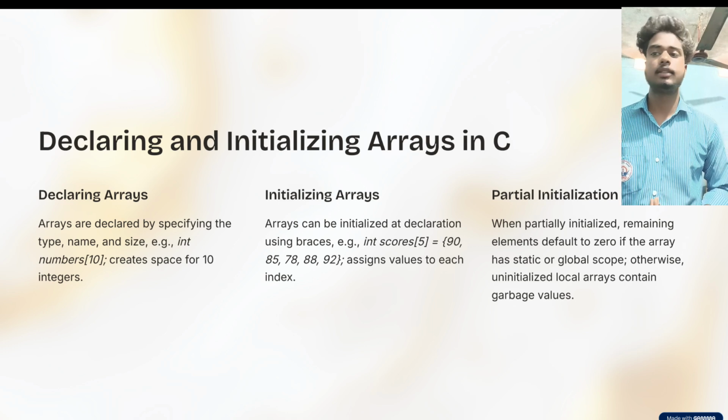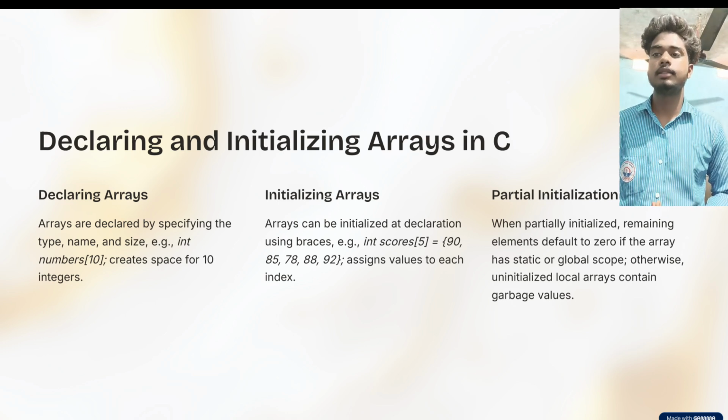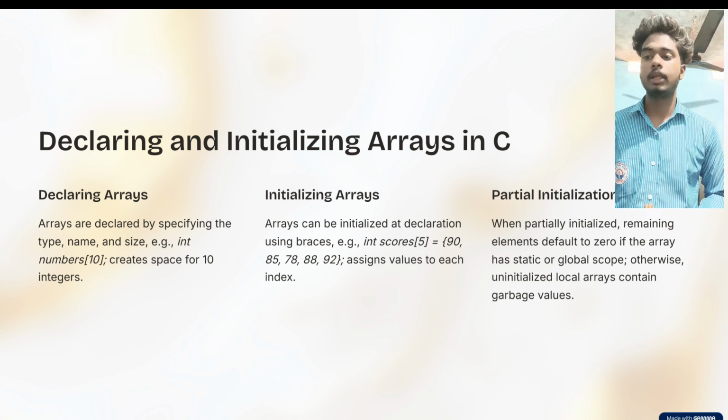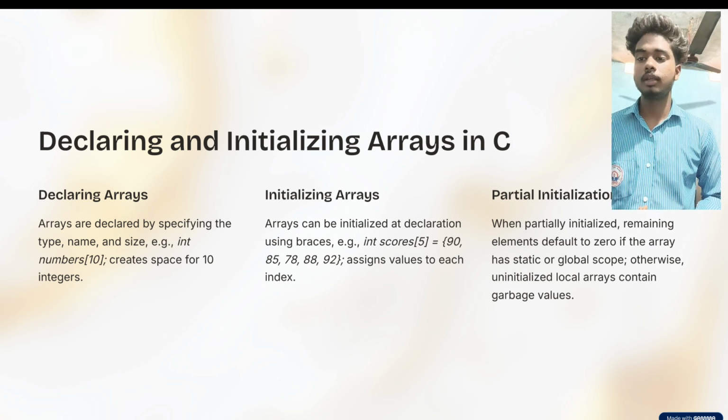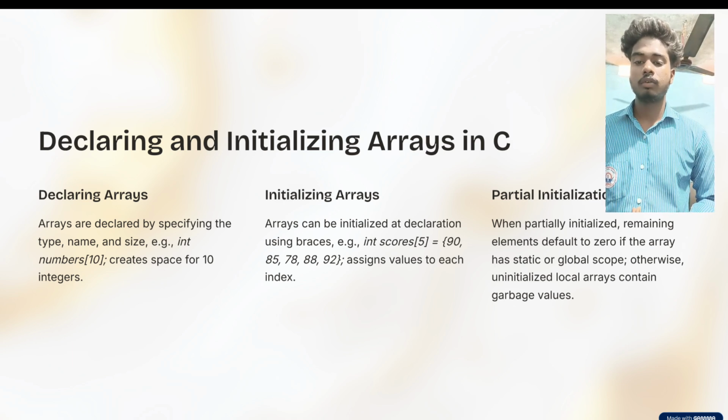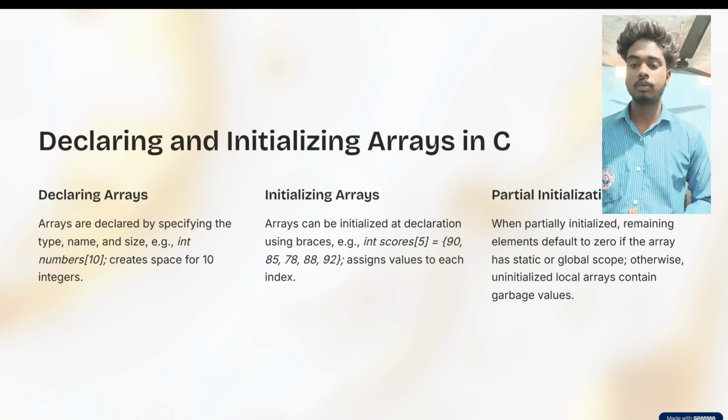Let's move to the next slide. Now we discuss declaring and initializing arrays in C. Declaring arrays: arrays are declared by specifying the type, name and size. Example: int number[10] creates space for 10 integers. Initializing arrays: arrays can be initialized at declaration using braces. Example: int score[5] = {90, 85, 78, 88, 92}.